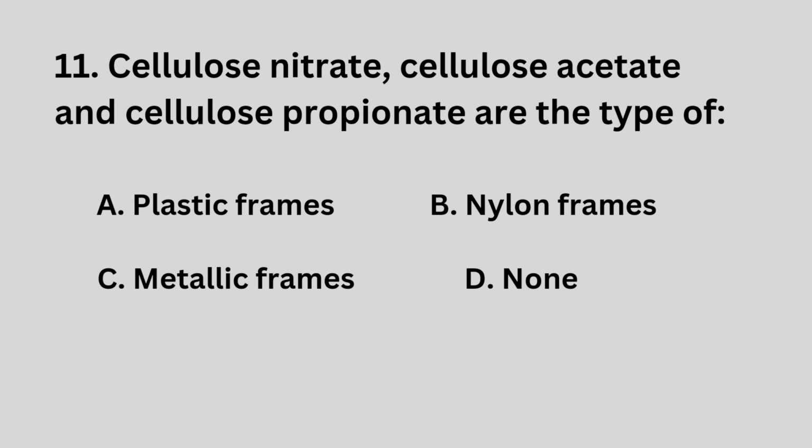Next question, cellulose nitrate, cellulose acetate and cellulose propionate are the types of option A, plastic frames. Option B, nylon frames. Option C, metallic frames. And option D, none of them. Correct option A, plastic frames.